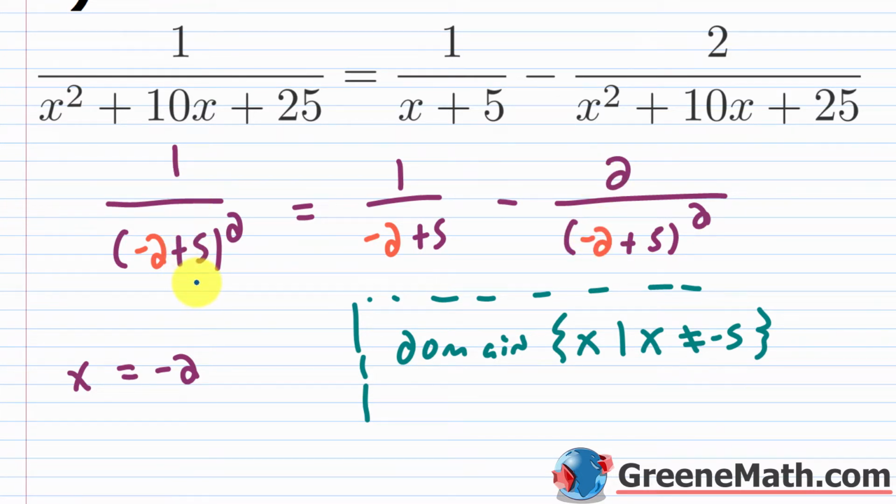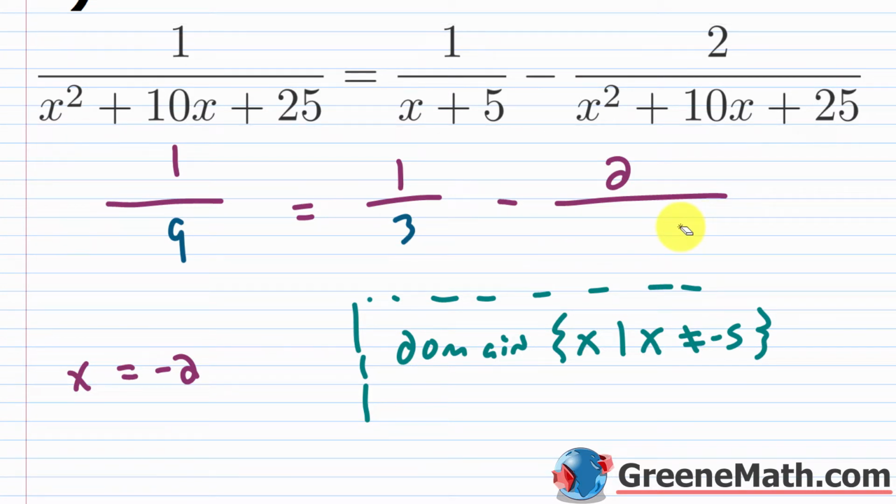So over here, negative 2 plus 5 is 3. So we'd have 1 over 3 squared, which is basically 1/9. So let's just erase this and put 1/9. Over here, negative 2 plus 5 is going to be 3. So let's put 1/3 there. Over here, negative 2 plus 5 is 3. 3 squared is 9. So this is 2/9 here.